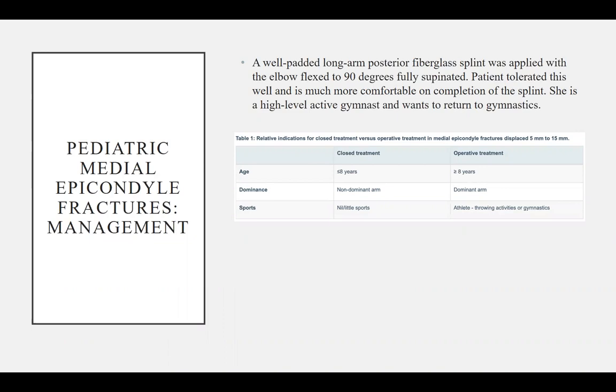A well-padded long arm posterior fiberglass splint is applied with the elbow flexed to 90 degrees, fully supinated. The patient tolerated this well and is much more comfortable on completion of the splint. She is a high-level athlete, a high-level active gymnast, and wants to return to gymnastics. And this table just displays relative indications for non-operative versus operative management.